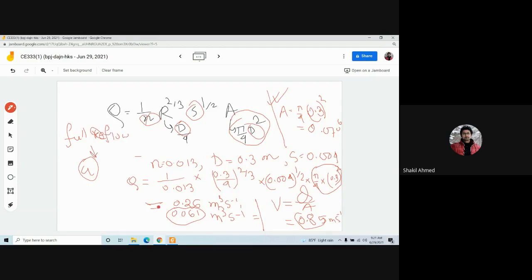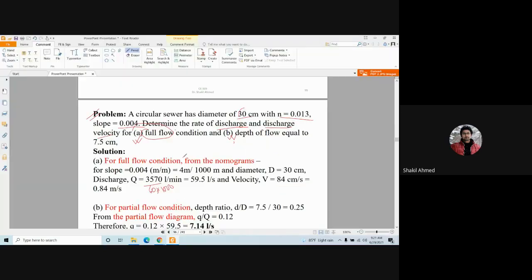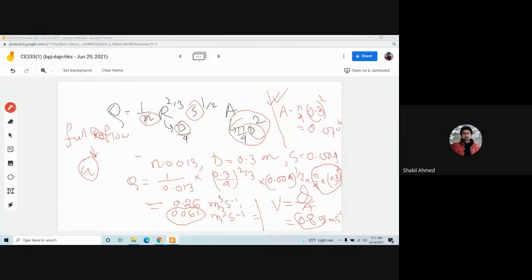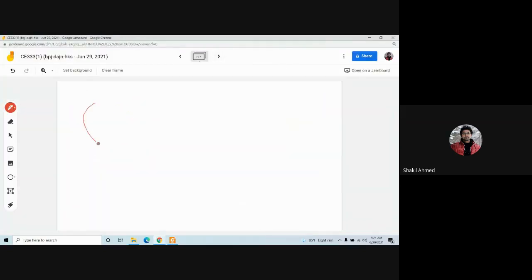Full flow. Okay. Now they have been asking for discharge and velocity when the depth of flow is equal to 7.5 centimeter only. That means this is your pipe. What is the diameter, guys? 30 centimeter, right? And they are asking when the depth is 7.5 centimeter only. Then what will be the discharge? Then what will be the velocity?